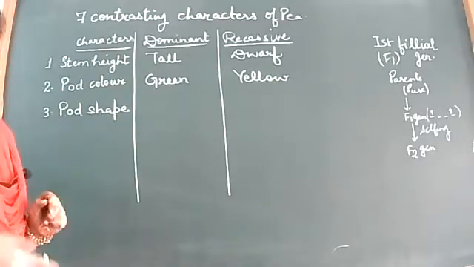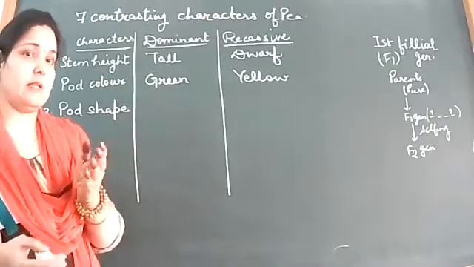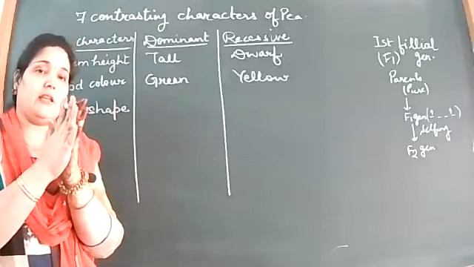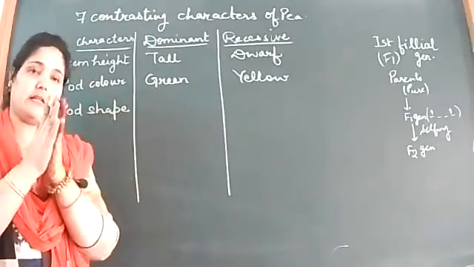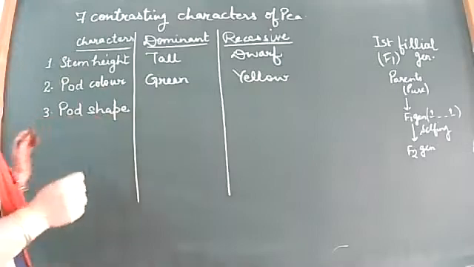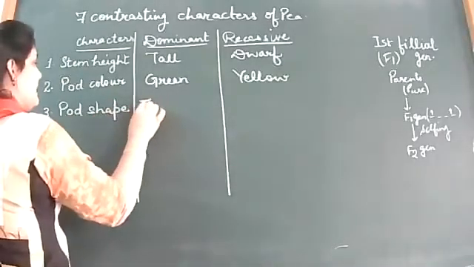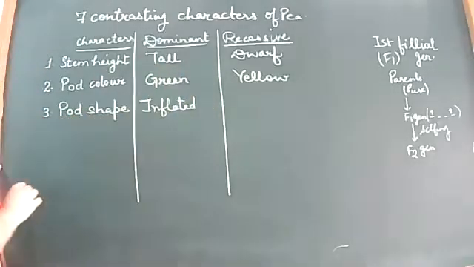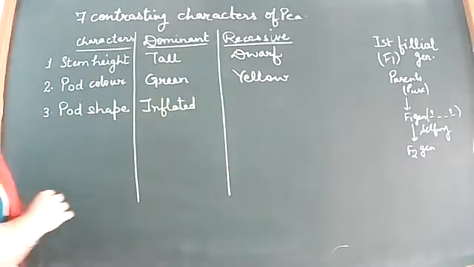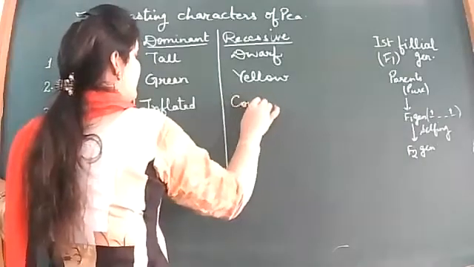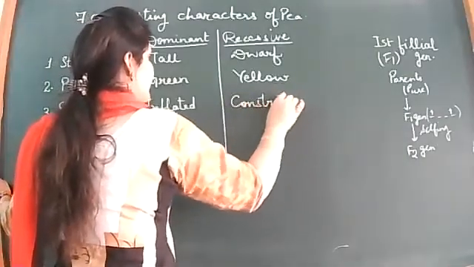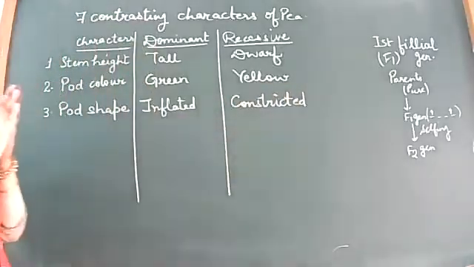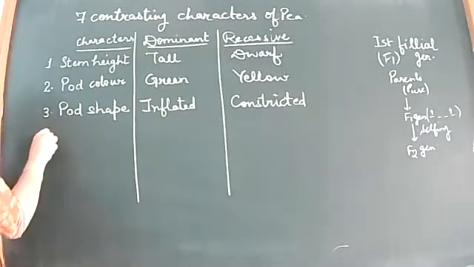Similarly, the pod shape. When you look at the pea plant pods, you see that they are properly inflated like this, and very less are those which are very thin and constricted से होते हैं. So the pod shape as dominant is inflated, and the recessive feature for this will be constricted. Constricted means that which is flattened. ठीक है, बिल्कुल flattened, right?